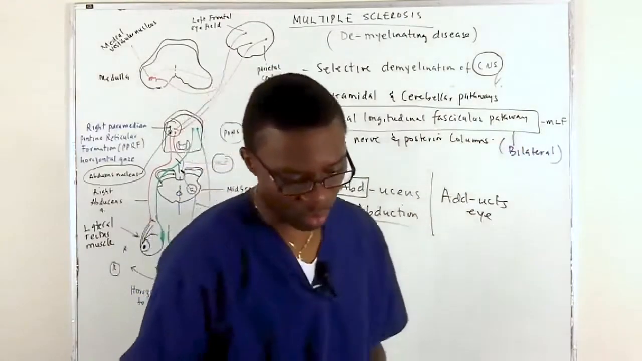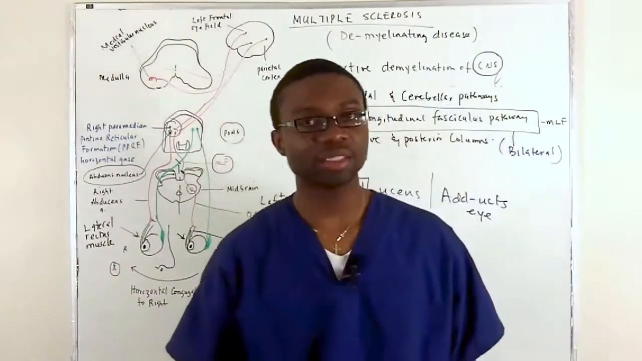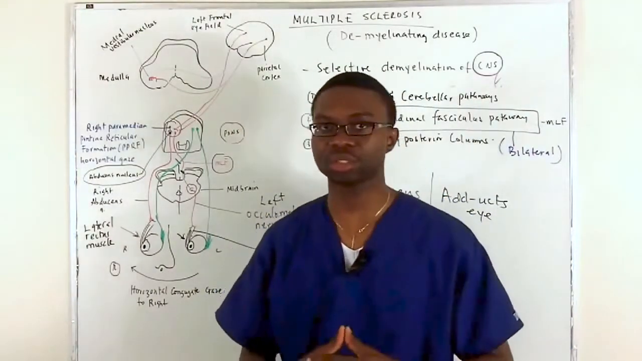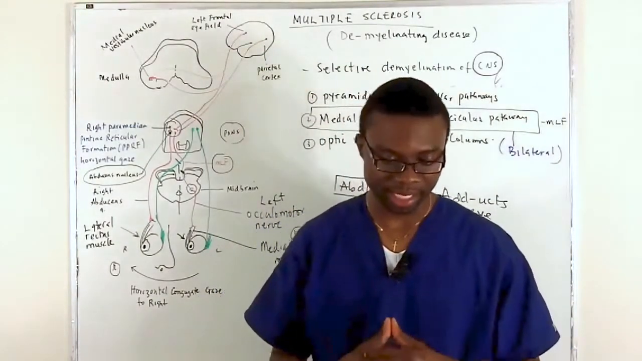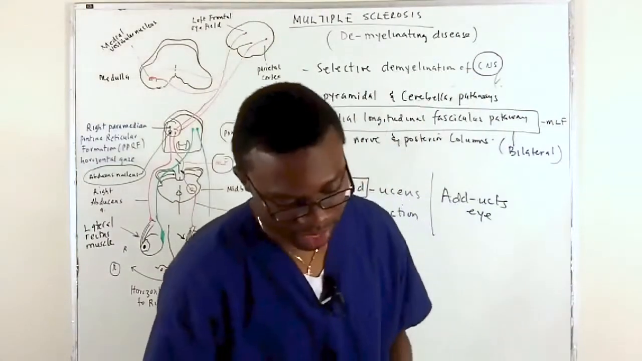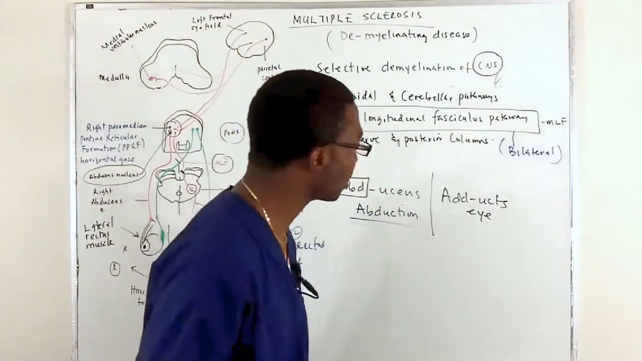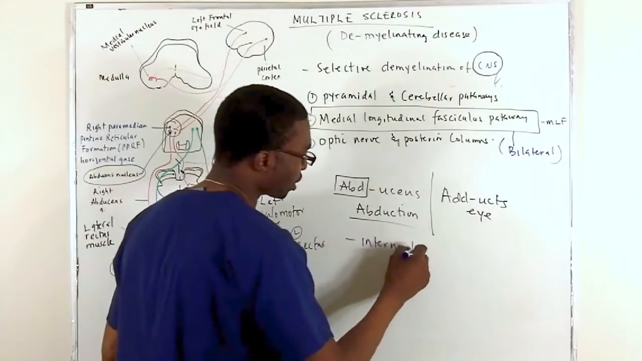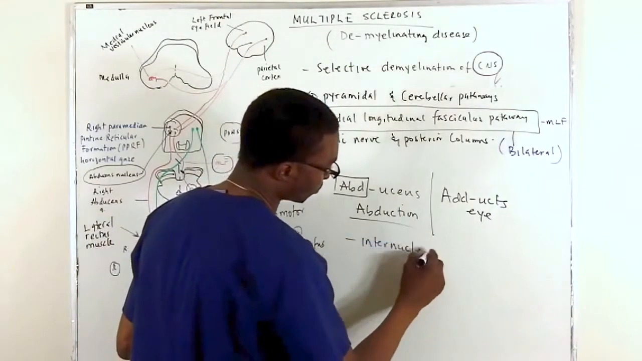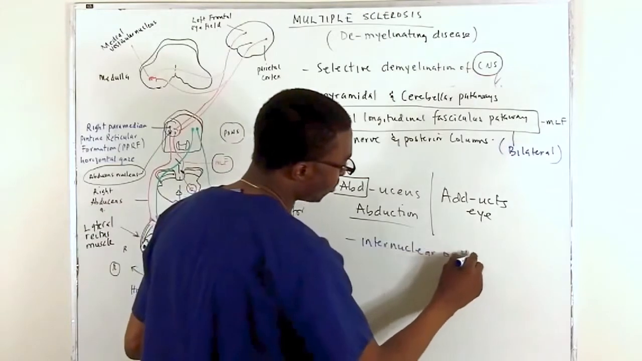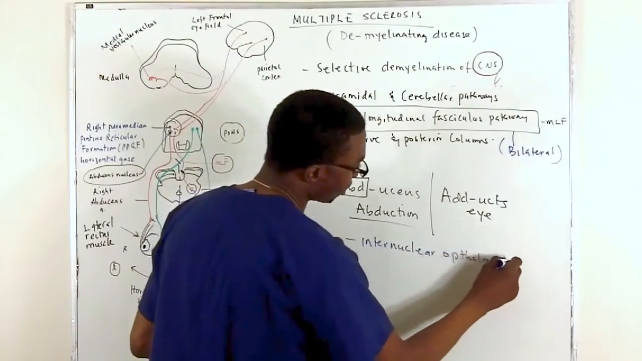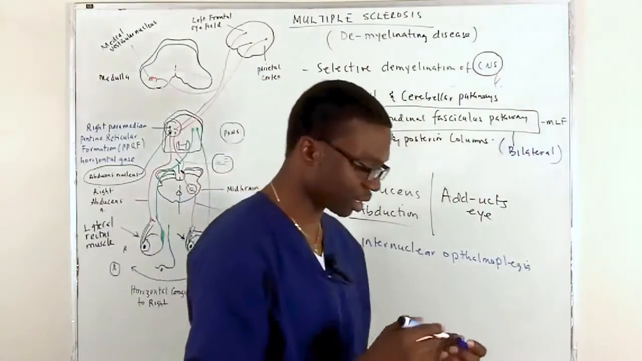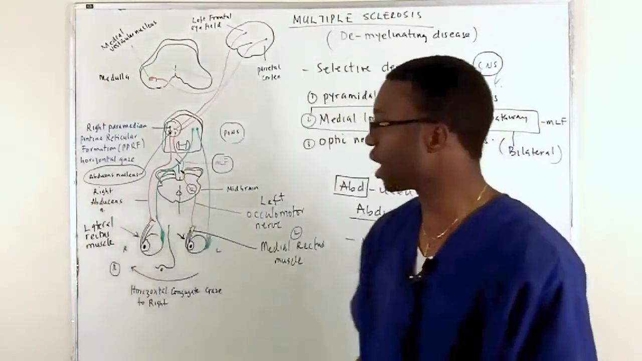What will happen when these patients with demyelinating multiple sclerosis disease develop lesions in the MLF pathway? They're going to develop a syndrome called internuclear ophthalmoplegia. Internuclear ophthalmoplegia. Plegia means weakness, eye weakness, internuclear, inside the nucleus.